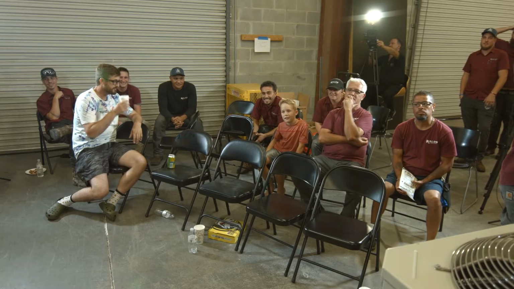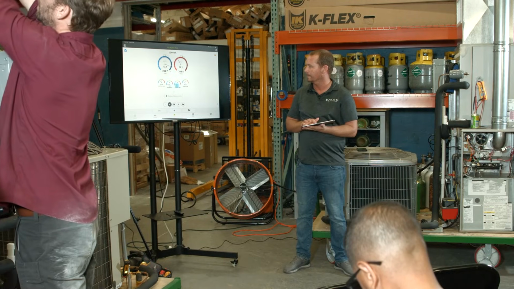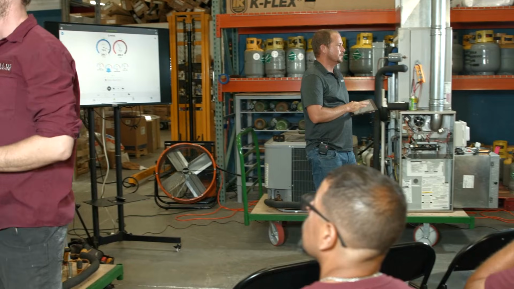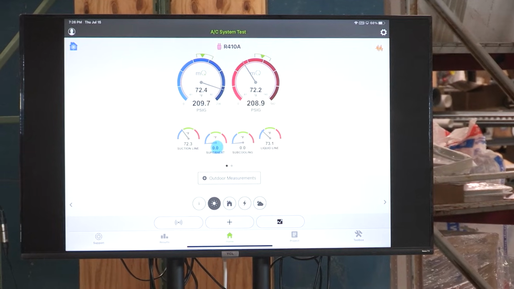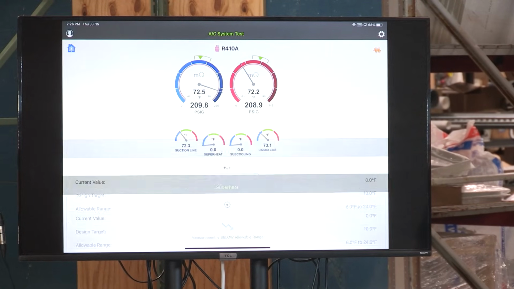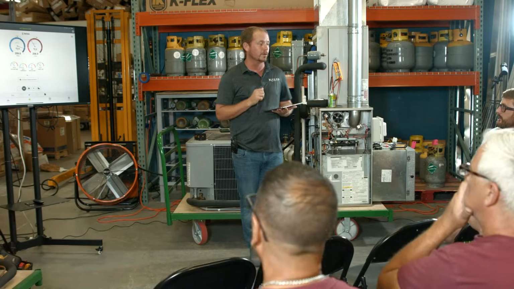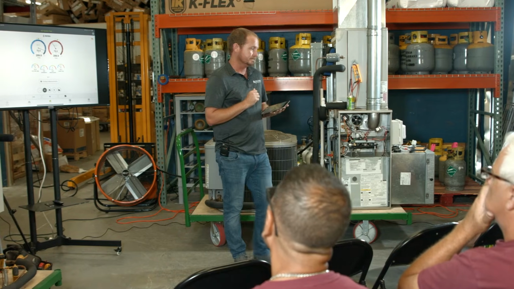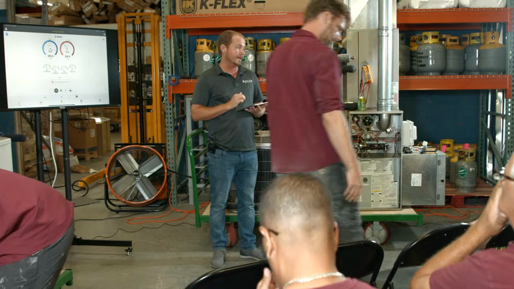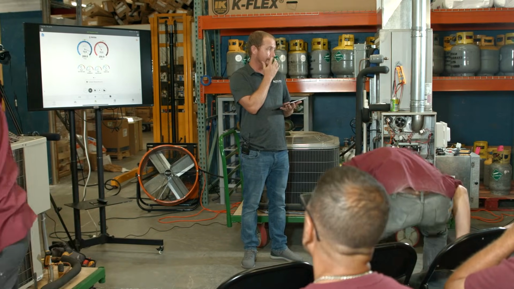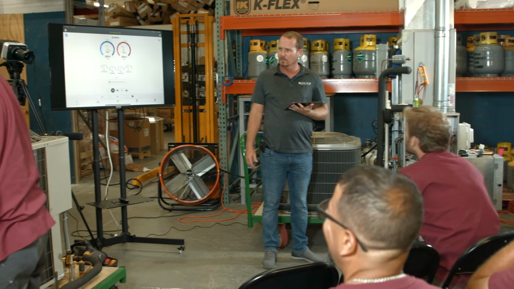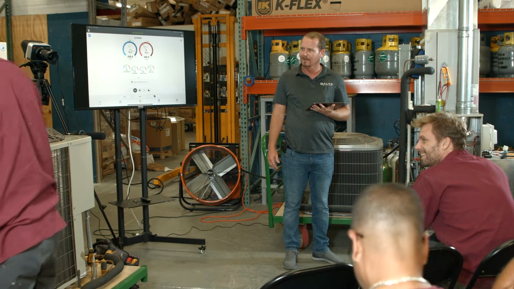So notice my superheat and subcool. Whoa. What? Wow. We found the issue. Your superheat and subcool should always be zero when the system is off. And that's actually a very interesting way of validating your tool's calibration, because if they were measuring something other than that, that would show a miscalibration.